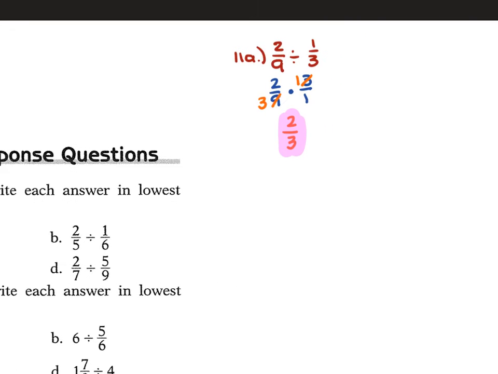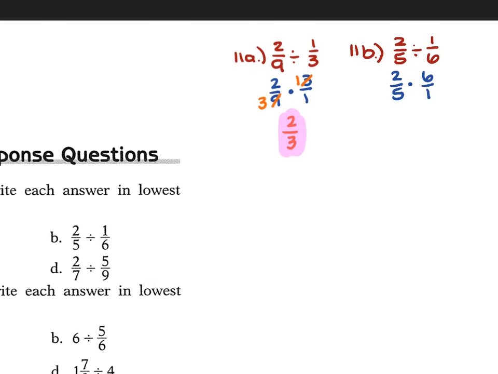For B, we have 2 fifths divided by 1 sixth. So keep, change, flip, since there's no mixed numbers. So 2 fifths times 6 over 1. With this, we cannot cross-simplify. There's no factors between 2 and 1 other than 1 that they share. And there's no factors between 5 and 6 that they share other than 1.